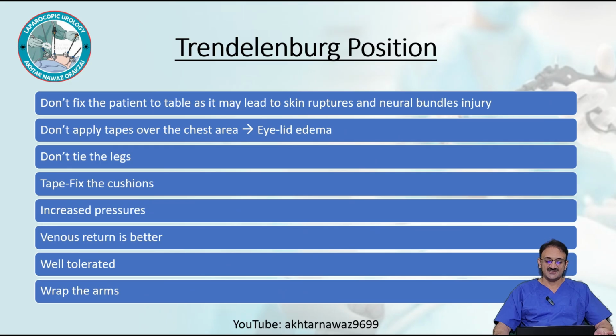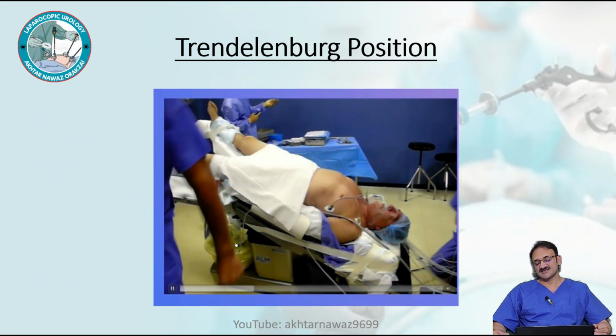However, this position is really well tolerated, and there should be wrappings around the arm. So this is the position. Here you can see that the legs have been tied over a wrap, and the arms have been tied over the wraps, and the chest is not tied to the table. And you can see a specific cushion around the shoulder, which is preventing the patient from slipping down. However, this cushion can at times be very dangerous, leading to brachial plexus injuries.